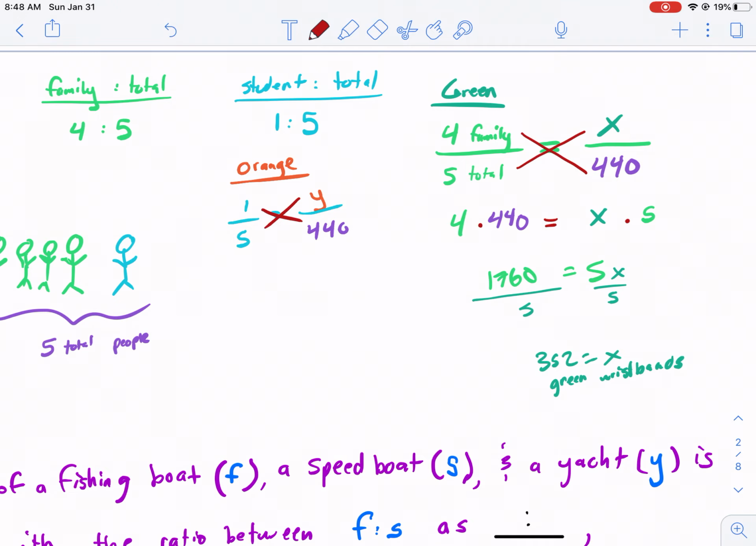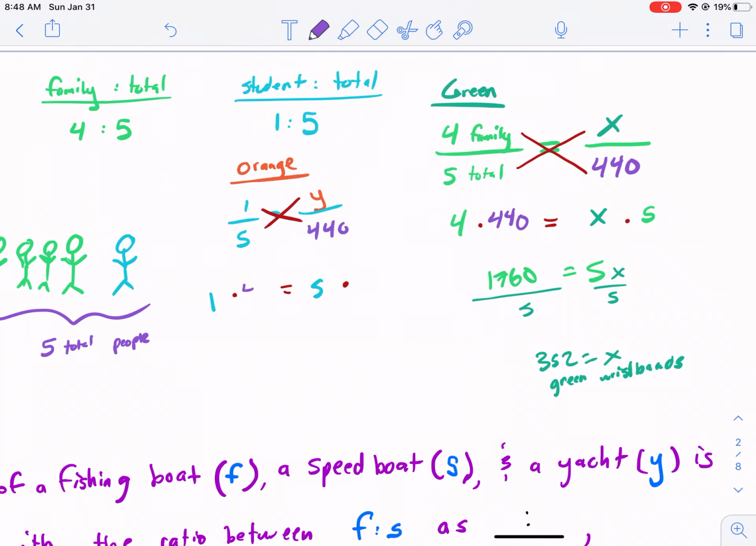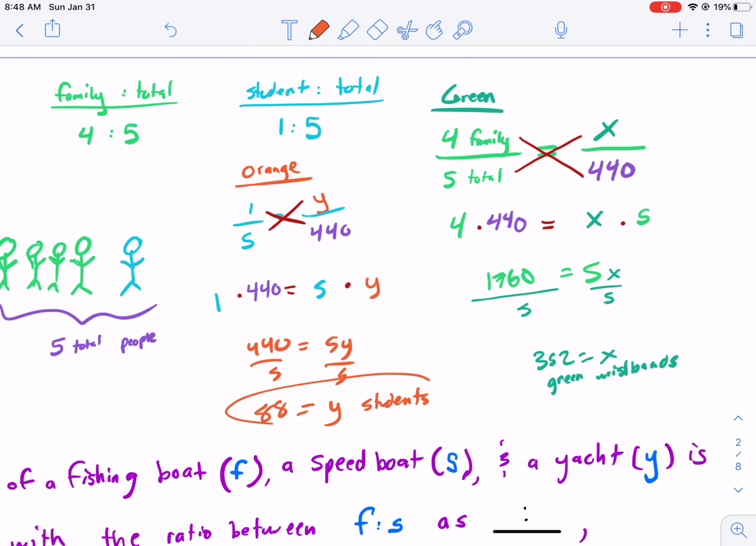We're going to cross multiply. So we cross multiply here, equals times times. We have 1 times that, and we have 5 times that. It doesn't matter which order you do it in, really, as long as you make sure you multiply the right things. So 1 times 440, 5 times y. So we have 5y equals 440. We divide by 5, divide by 5. 440 divided by 5 equals 88. So we have y equals 88. That means 88 students, aka orange wristbands, and that's what we need to know.